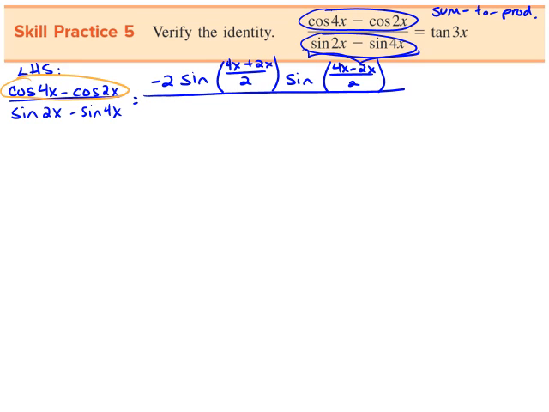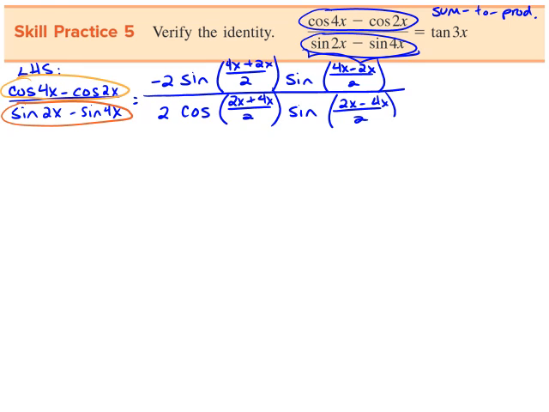Same type of thing in the denominator. I'm going to apply a sum to product formula here, and I'm going to apply the sine minus sine formula. So this is 2 cosine of 2x plus 4x in this case, divided by 2, times sine of 2x minus 4x divided by 2. Okay, now there's some simplifying that can take place. First, these 2's cancel out, but do not neglect that negative sign. So I'll just put that out in front right now.